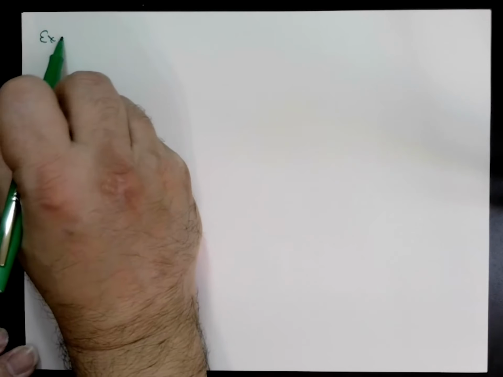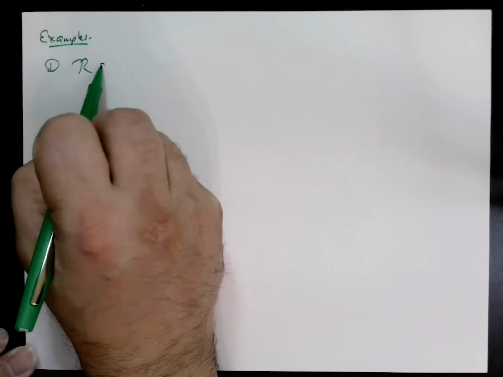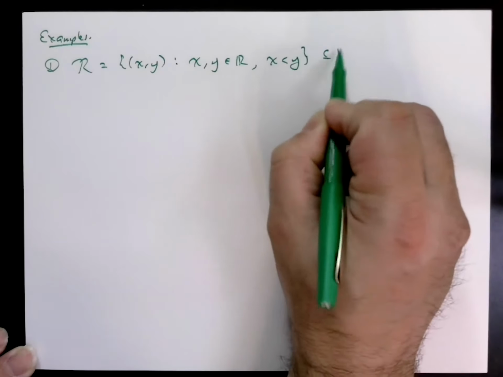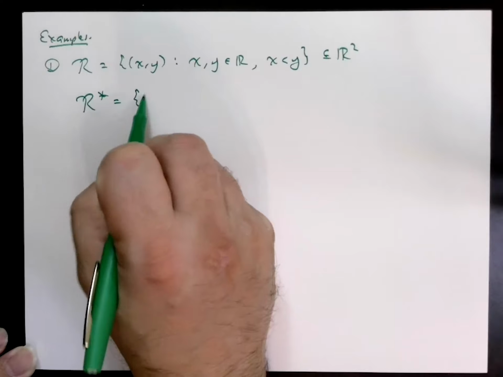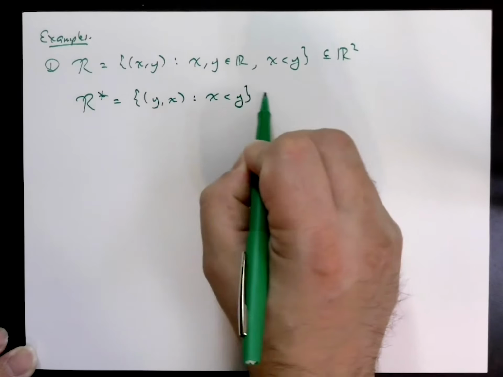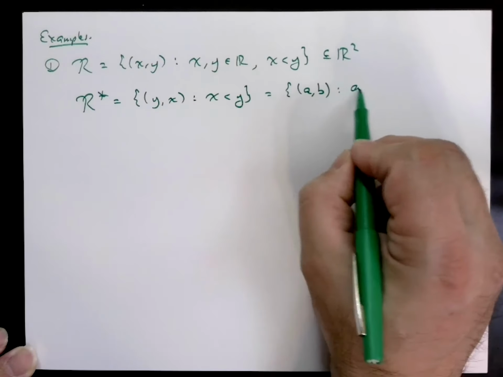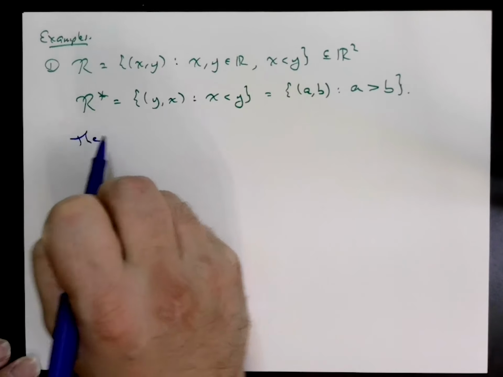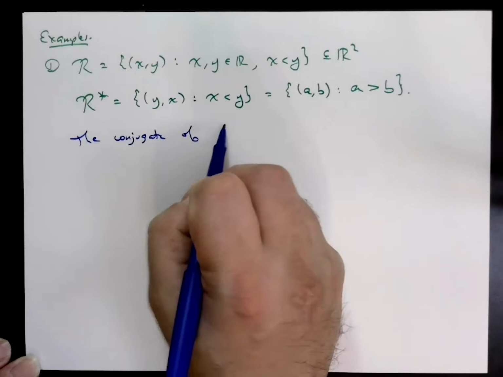If R is the less than relation, namely pairs (x, y) with x less than y, then R star is the set of pairs (y, x) with x less than y, or we could write this as the set of pairs (a, b) with a greater than b. Therefore, the conjugate of the less than relation is the greater than relation.